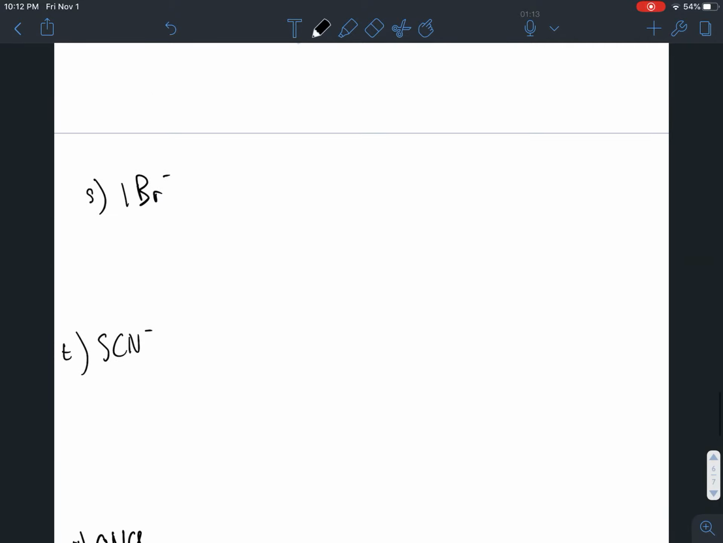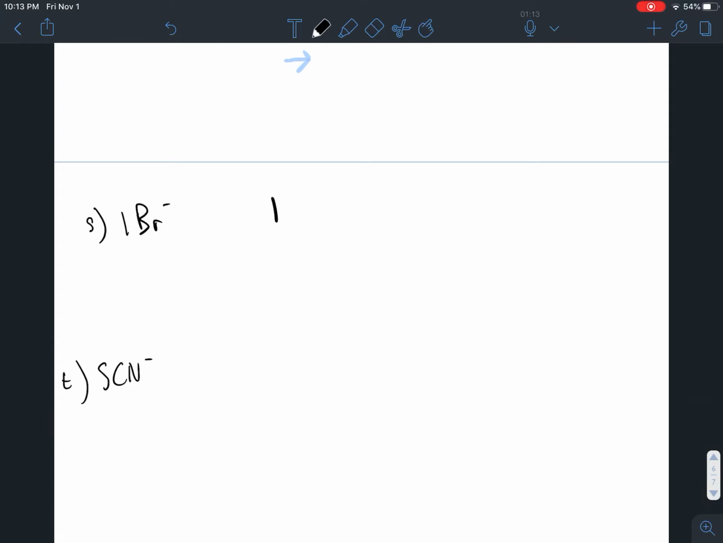Okay, we're almost done. IBr. Interesting. Oh, what? One, two, three, four, five, six, seven. Huh. Draw the line. Connect the dots. Where does the negative, where does the extra electron go?